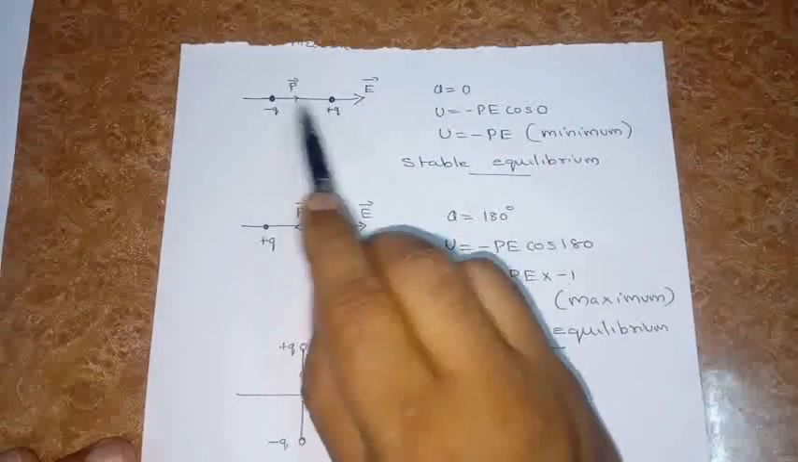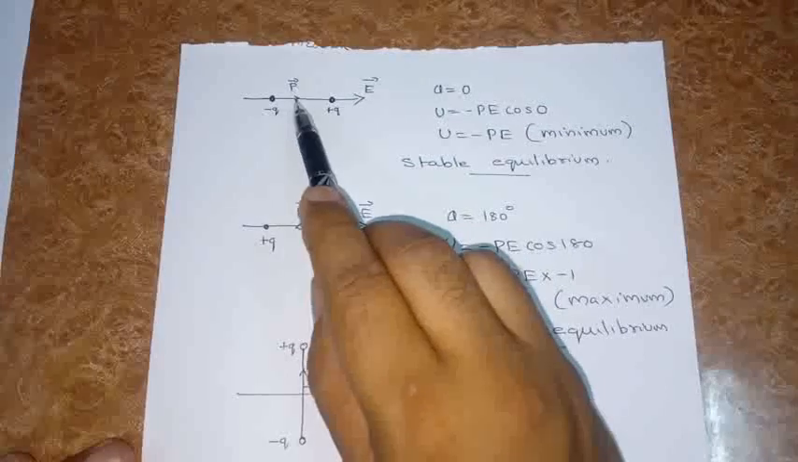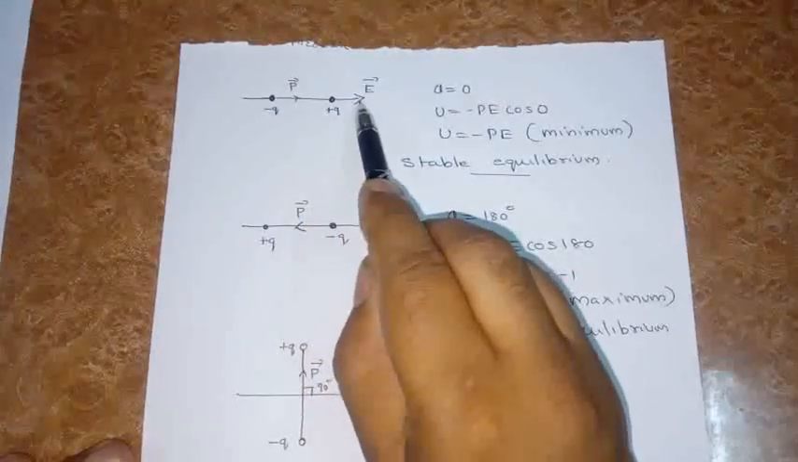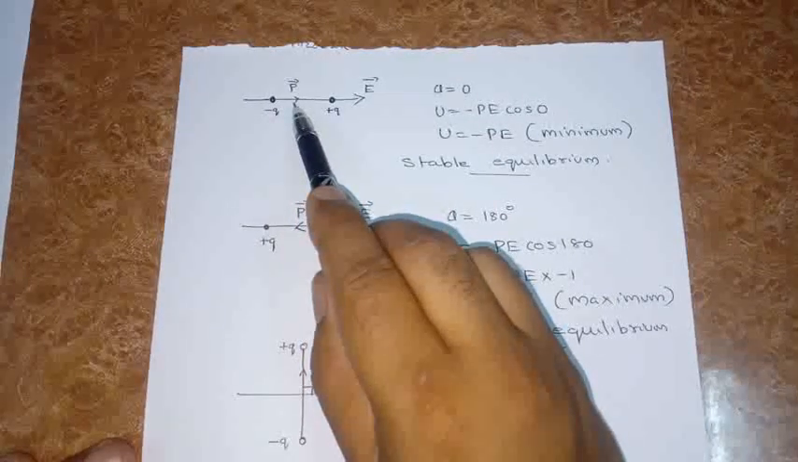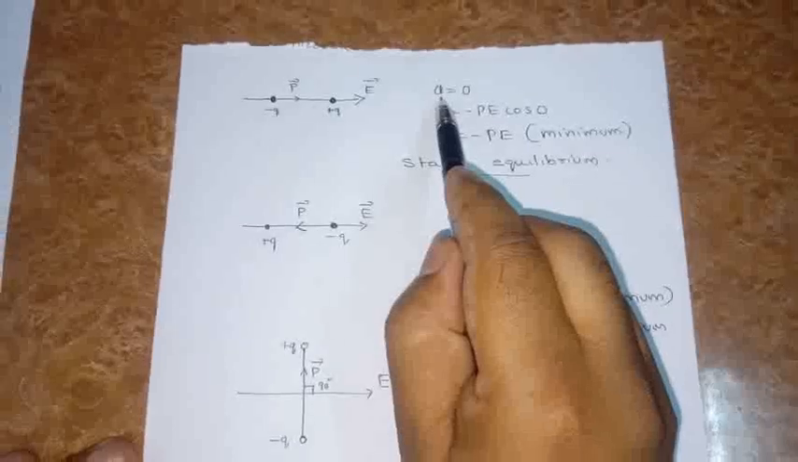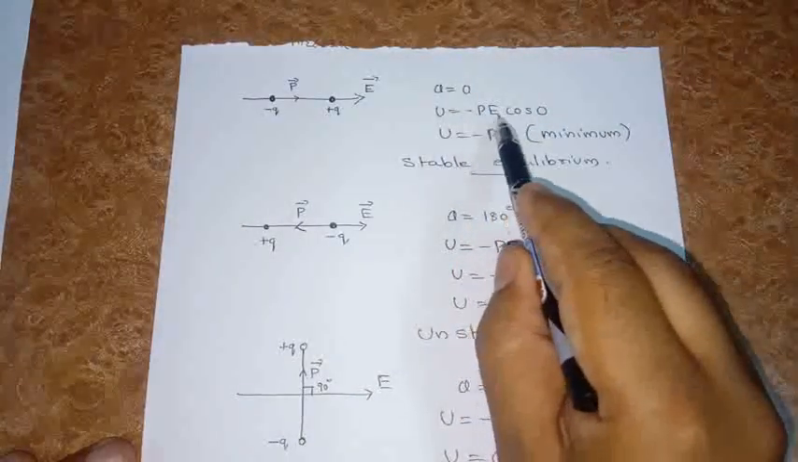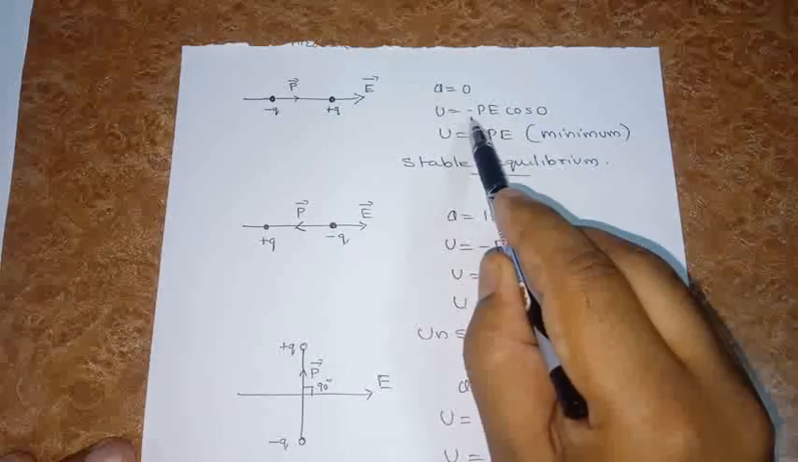This is the dipole, minus q charge, plus q charge. The dipole is placed like this so that the dipole moment vector is parallel to the electric field. The dipole moment vector is always from negative charge to positive charge. So in this particular case, theta is equal to 0. We already studied U is equal to minus PE cos theta. That is the equation for potential energy.